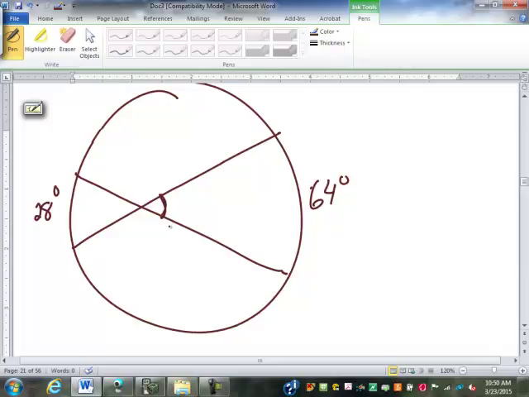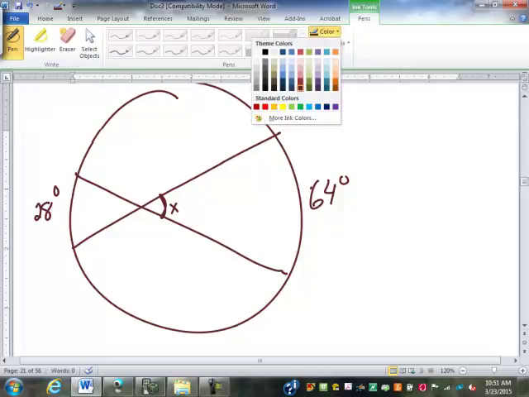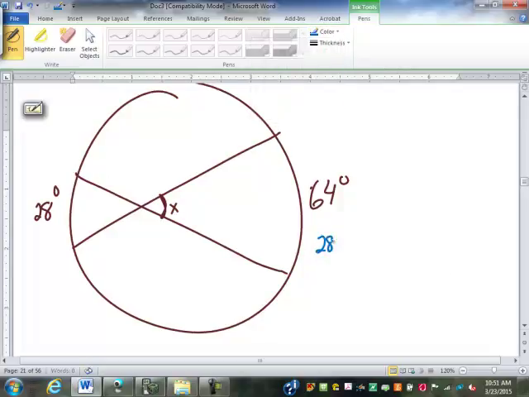Find this angle here for me. Okay, so 28 plus 64 divided by 2. What's 28 plus 64? 92 divided by 2 is 46 degrees.